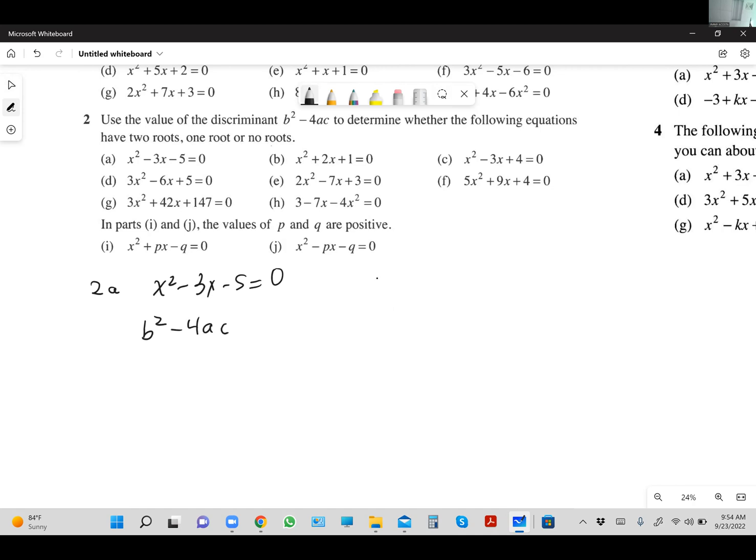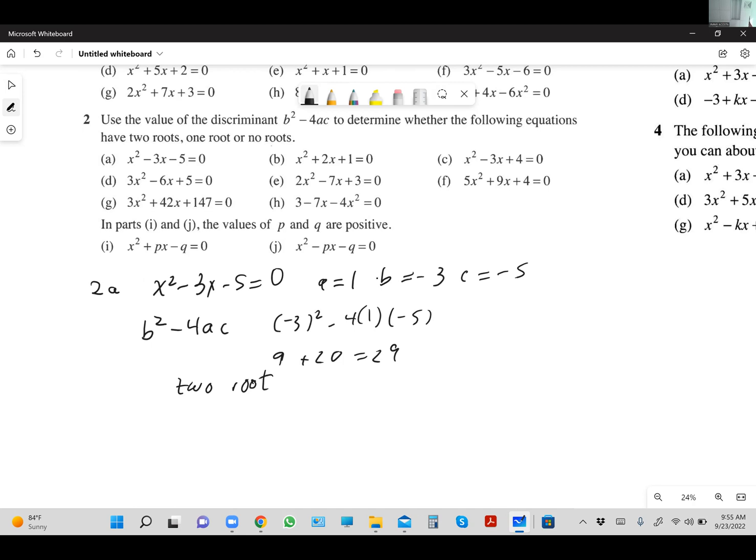That is the discriminant. What's a here going to be? What a equals to there? B equals 2. C equals 2. So we have -3 squared minus 4 times 1 times -5. That's 9 plus 20. So it comes out to 29. So what did we say that's going to be? 2 real solutions. So it has 2 roots.